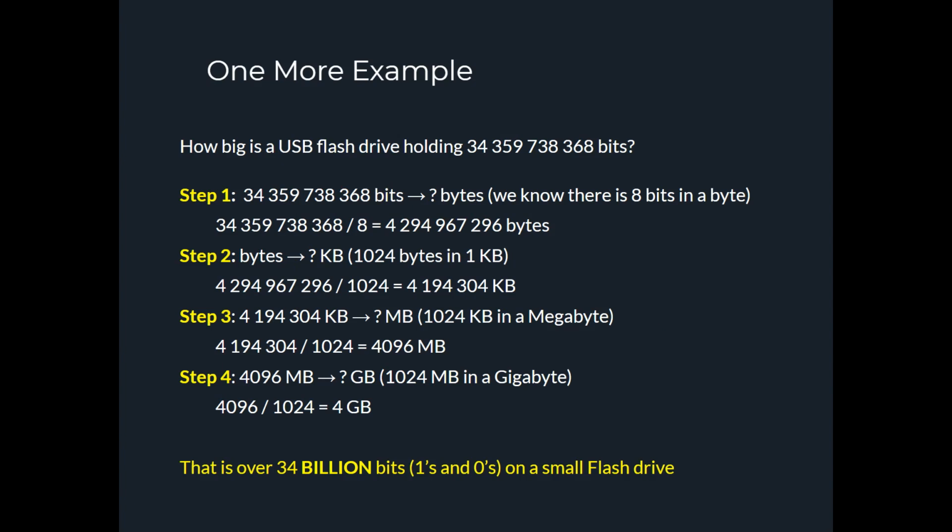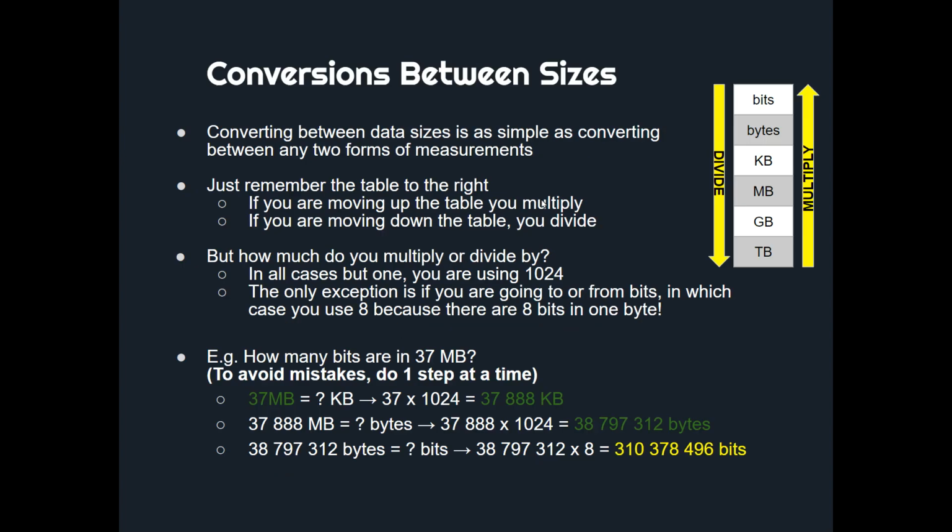How big is a USB flash drive that holds 34 trillion? Am I right there? Let's see, thousands, million, billion. 34,359,738,368 bits. I want to know how big that flash drive is. So we start at bits, which is where we're at, and we're going to take it one step at a time. Bits to bytes. Since we're in that range of that table up here, we're going by 8. And since we're going down the chain, we are dividing.